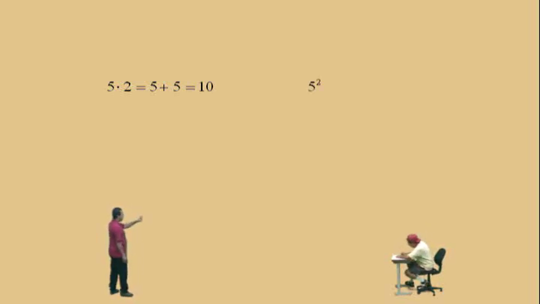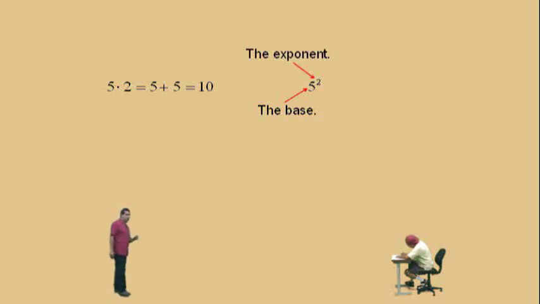Now watch this, Charlie. Here we have a 5 with a little 2 up there, right? Well, in this situation, the 5 is considered to be the base. And the 2 up there, Charlie, is what we call the exponent. That's what we're going to be talking about. What does that exponent mean? Well, first of all, how do we say this?